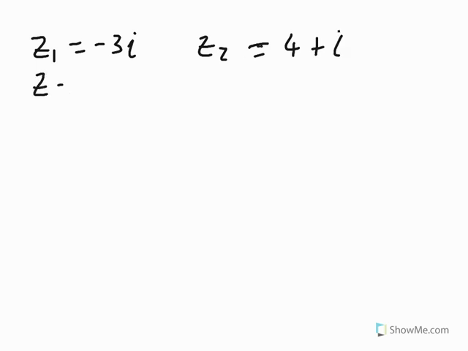Let's have a look at another one. So, we might have something like, say, Z1 equals -3i, Z2 is 4 plus i, Z3, say 4, and Z4, let's make another one up, is let's say -2 minus 2i.